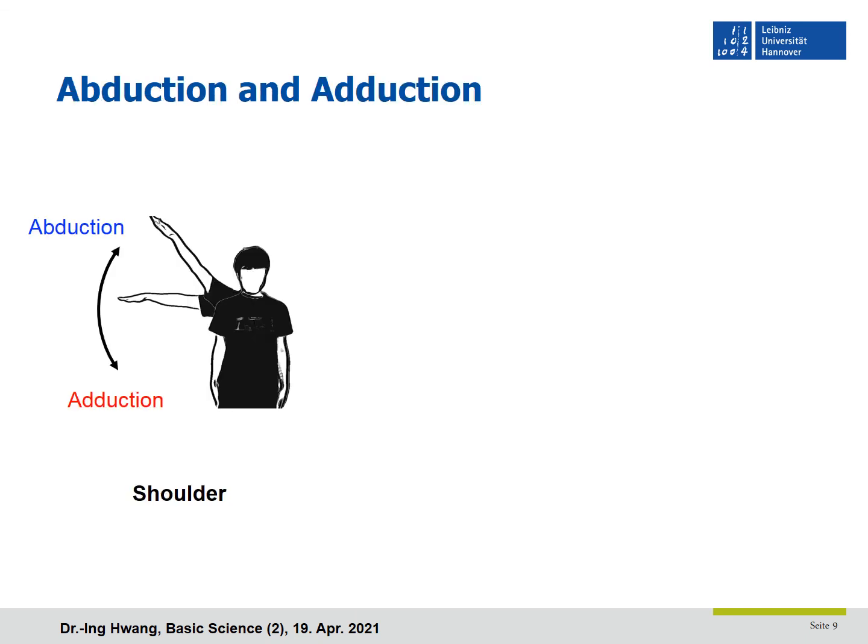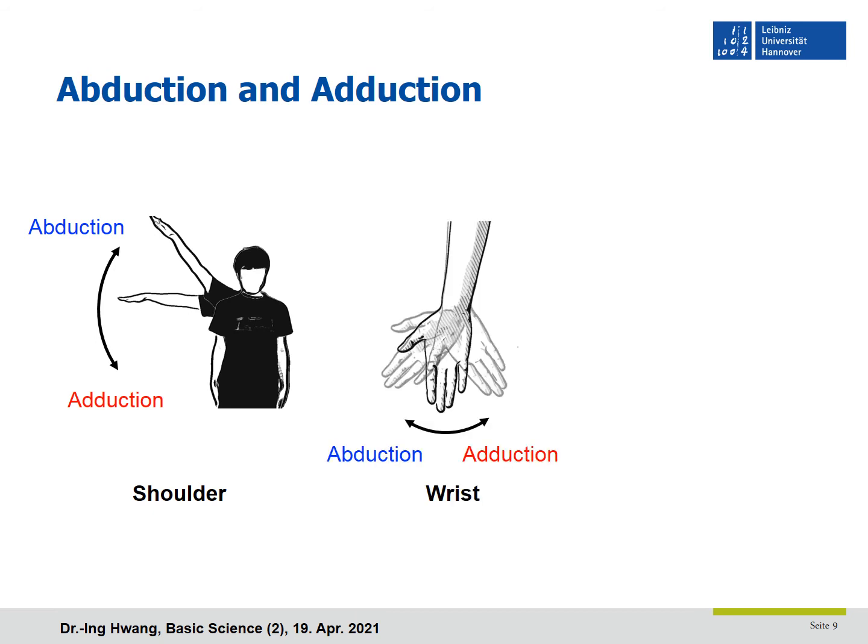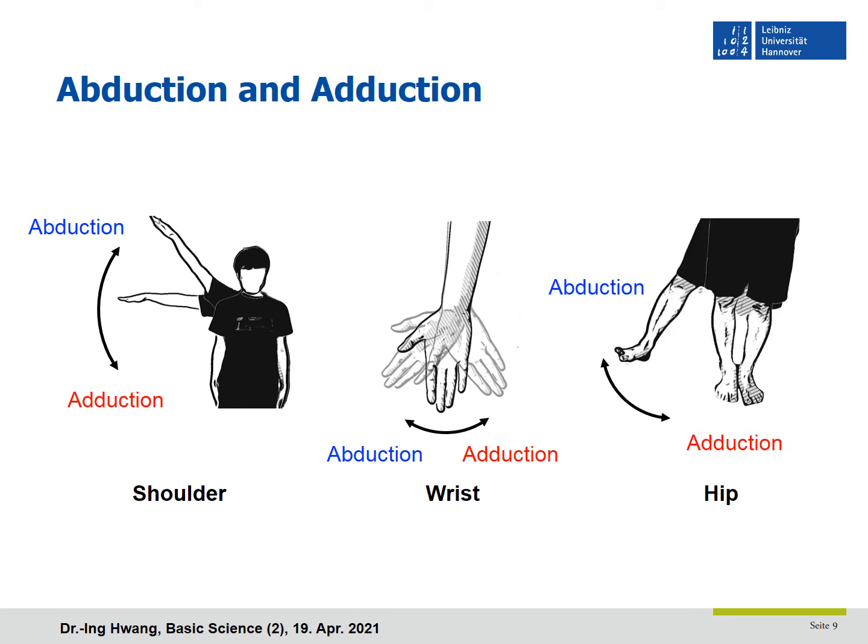The next is abduction and adduction. These are also coronal plane motions. From the left, there are examples for the shoulder, the wrist, and the hip. When the movement is away from the middle line of the body, it is abduction. When the movement is toward the middle line, it is adduction. For the shoulder, the angle between the arm and trunk is over 90 degrees. It is going to be closer to the middle line again, being closer to the head. But the angle between the arm and trunk is higher. It is also defined as abduction.